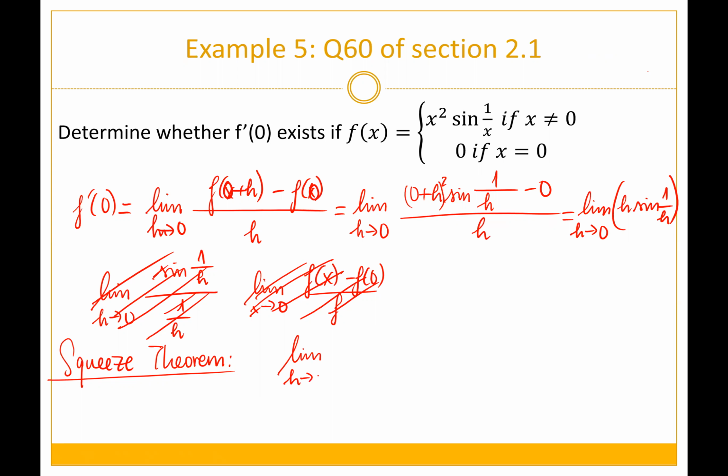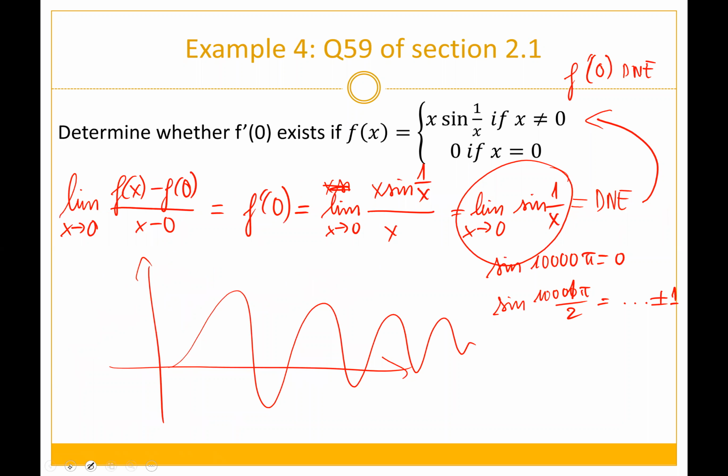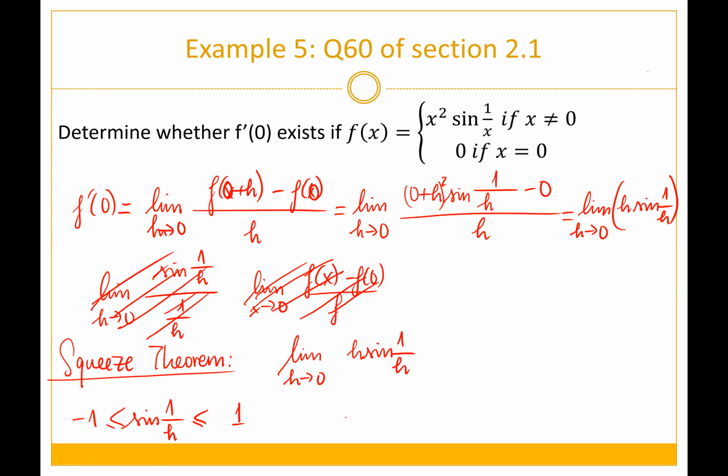So, the limit of h approaching 0 of h sine of 1 over h. Now we have sine of 1 over h. Even though we know it's going to fluctuate, it will always be between -1 and 1, because that's how it looks on the graph. It stays bounded between -1 and 1. So when you multiply by h, you will have it always between -h and h.